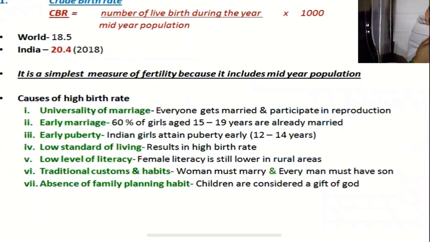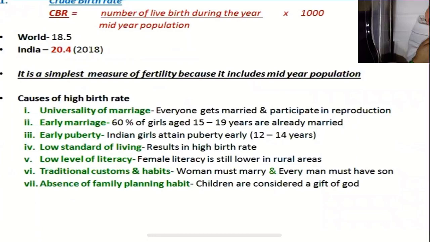In the world, the crude birth rate is 18.5. In India, it is 20.5, as estimated in 2018. Crude birth rate is the simplest measure of fertility because it includes the total mid-year population. It is the total number of live births divided by the total population, including the mid-year population. So it is very simple to calculate.